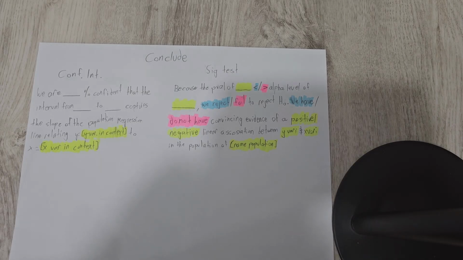Now let's go to failing to reject, the pink one. Because the p-value of blank is greater than the alpha level of blank, we fail to reject the null hypothesis. We do not have convincing evidence of a positive or negative, or just in general, linear association between y variable and x variable in the population of, and then we name our population.